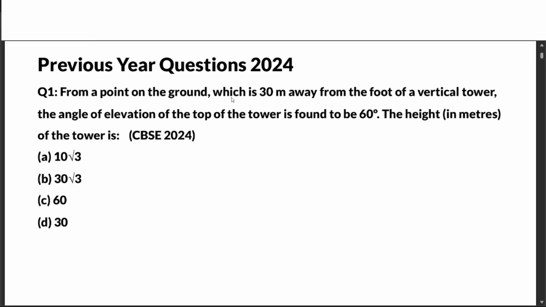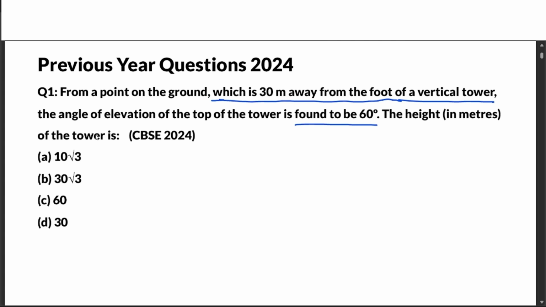Now we will see the first question, that is 2024. The first question is saying: from a point on the ground, which is 30 meters away from the foot of a vertical tower, the angle of elevation of the top of the tower is found to be 60 degrees. Find the height of the tower in meters.